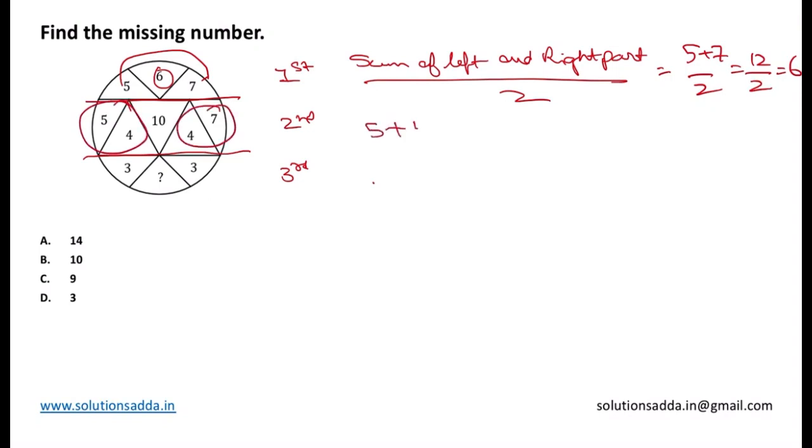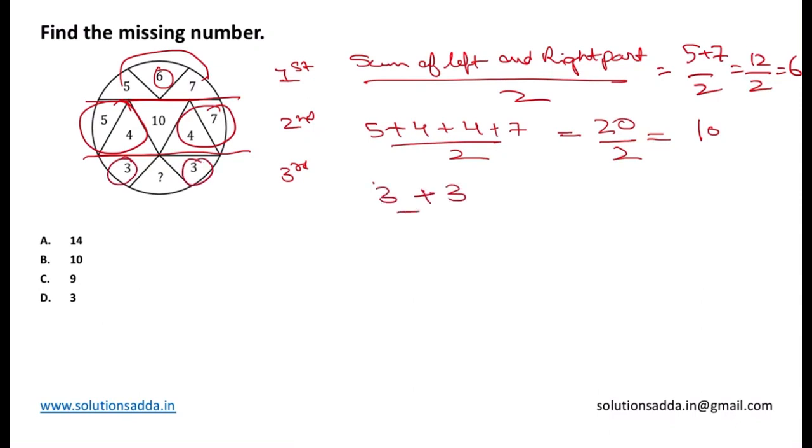Therefore, 5 plus 4 plus 4 plus 7 divided by 2, which is 5 plus 4 is 9, 9 plus 4 is 13, 13 plus 7 is 20, divide by 2, which is 10. Similarly, for the third part, the number will be left part plus right part, that is 3 plus 3 divided by 2, which is 6 by 2, that is 3. Hence, the correct answer is option D, 3.